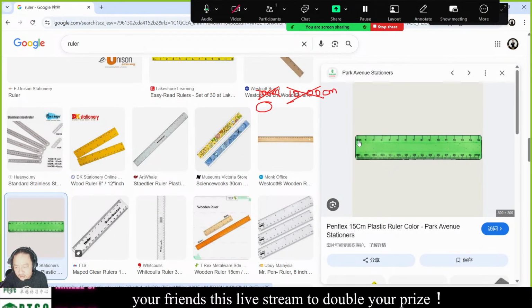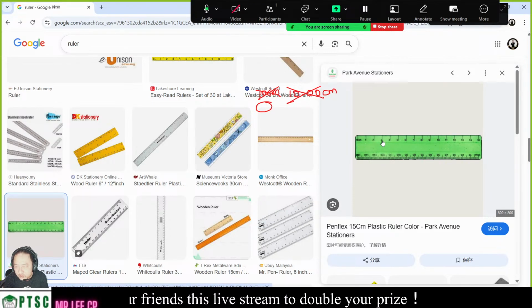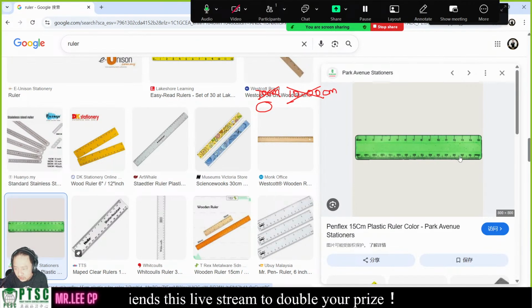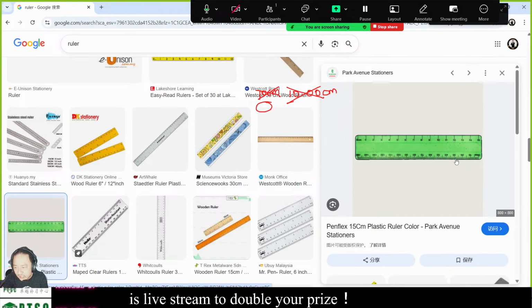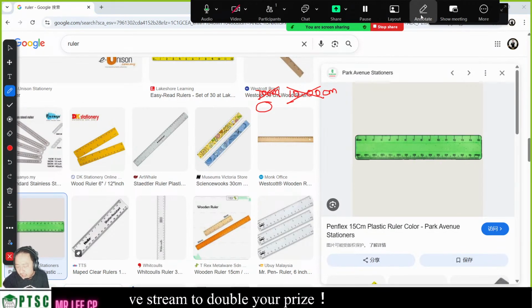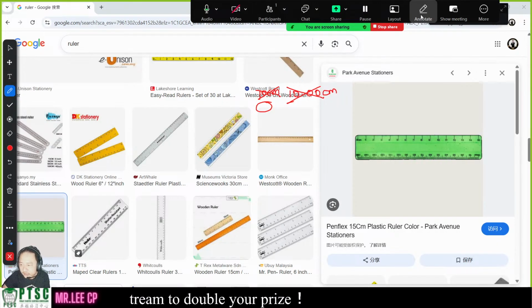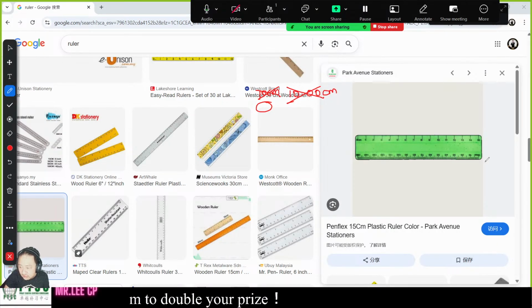This one is 0 cm, 1 cm, 2 cm, 3 cm. This one is your ruler. Normally it is like that: 0, 1 cm, 2 cm, 3 cm. Right? So can you read 1 cm? Yes. 2? Yes. 3? Yes.